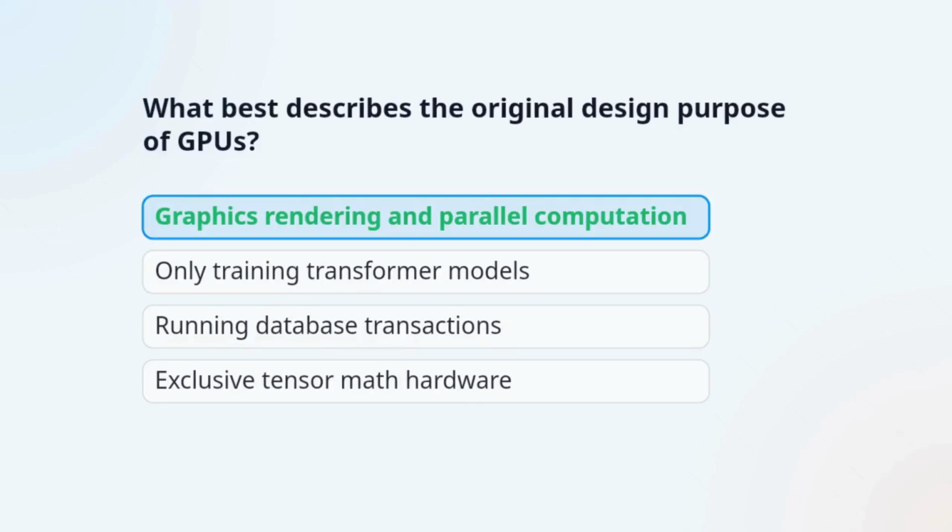The correct answer is graphics rendering and parallel computation. GPUs were first built for graphics, and later their parallel architecture made them useful for AI and many other compute tasks.